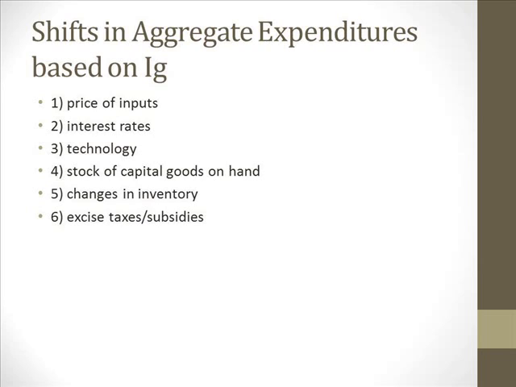If we're talking about taxes for a producer, an excise tax is a tax on a producer. So if the government taxes a producer, they're going to invest less. If they give a subsidy, then they're going to invest more.